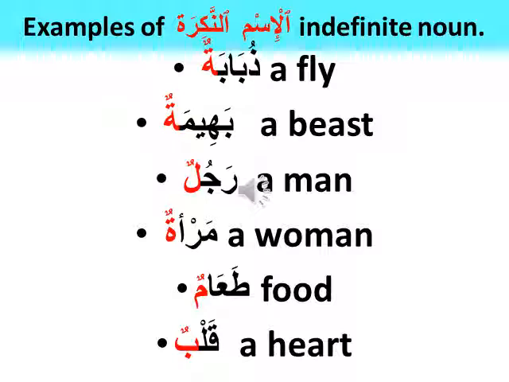Dhubabatun, a fly. Dhubabatun ends in nunation and is non-specific. Behematun also ends in nunation and is non-specific. Rajulun finishes with a nunation and also is non-specific. Mar'atun ends in nunation and is non-specific. Ta'amun ends in nunation and is non-specific. Qalbun ends in nunation and is non-specific.